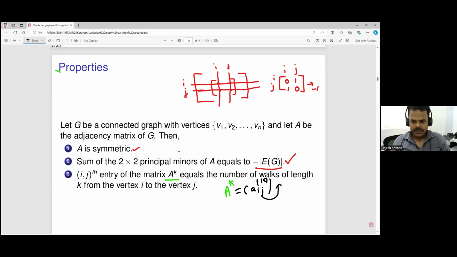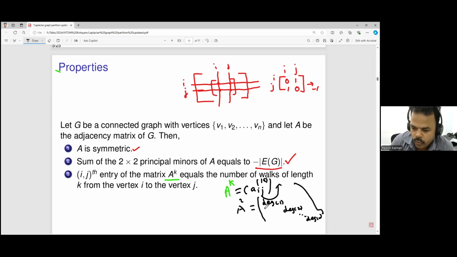Suppose you apply this result for A square, then you can see something interesting. So A square, what will be the diagonal entries of A square? If I look at the first diagonal entry, that will give you the number of walks of length 2 from the vertex 1 to itself. Okay, the number of walks of length 2 from a vertex to itself is just the number of edges which are incident with it. That is nothing but the degree of that vertex. Okay. So in the matrix A square, all the diagonal entries are degrees of the corresponding vertices.